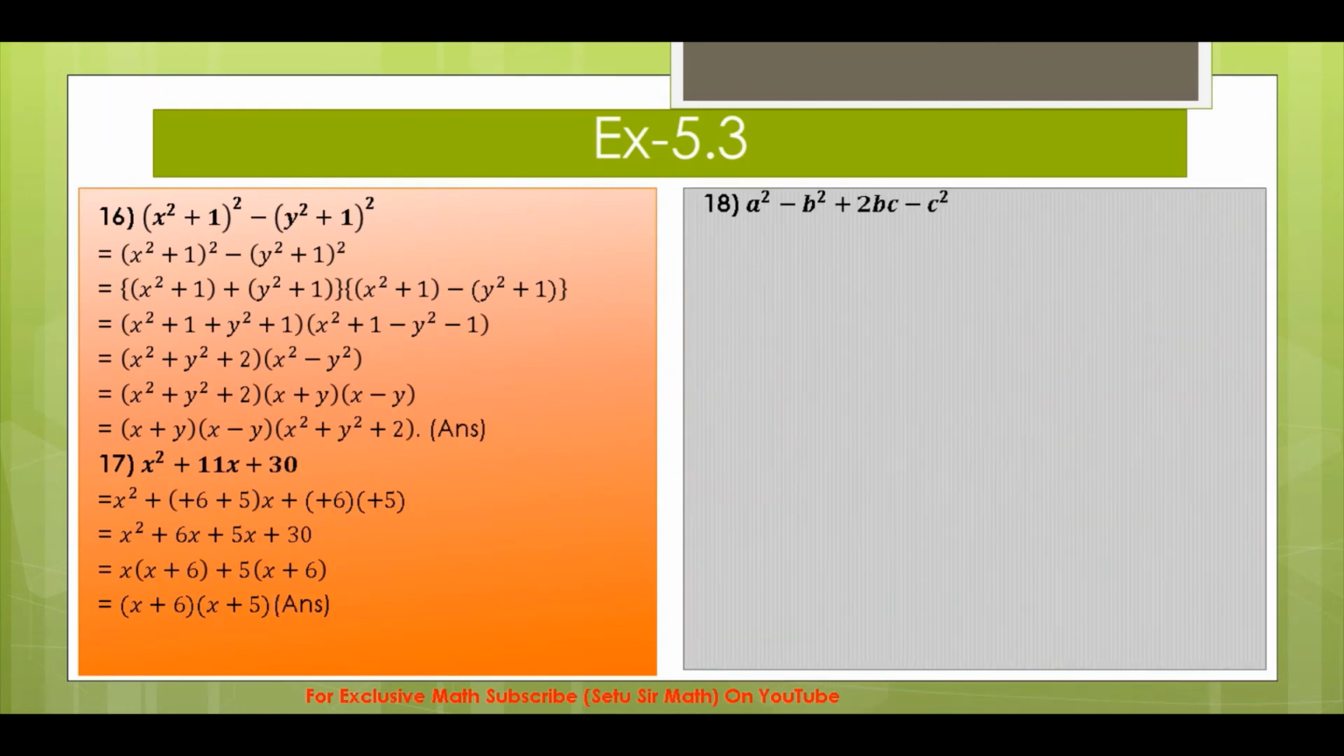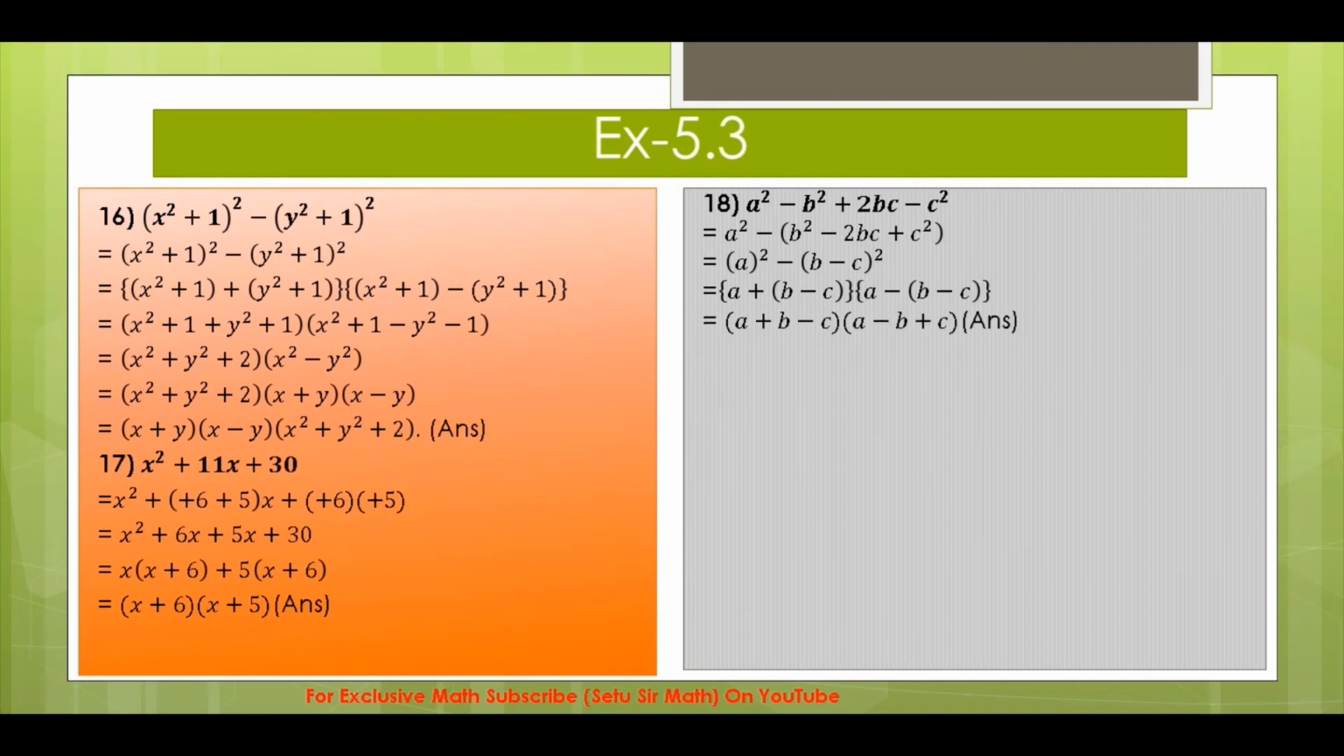Number 18, a square minus b square plus 2bc minus c square. As you can see, we have to take the formula for b square plus 2bc minus c square, but if we take common minus first, we will get the formula minus, and b square minus plus, that will be minus 2bc plus c square. So we can write b minus c whole square. You can take the formula a square minus b square. That is the formula. And for minus, that would be minus ab minus minus, that would be plus c.